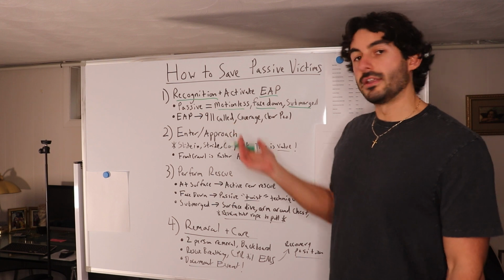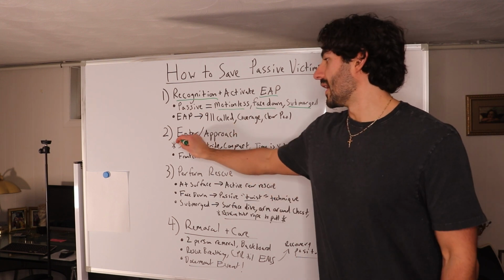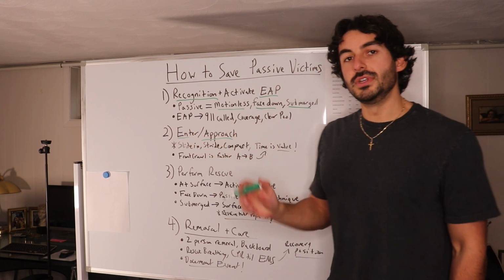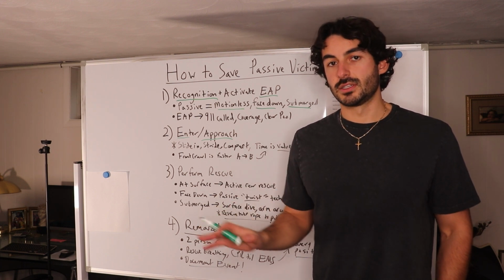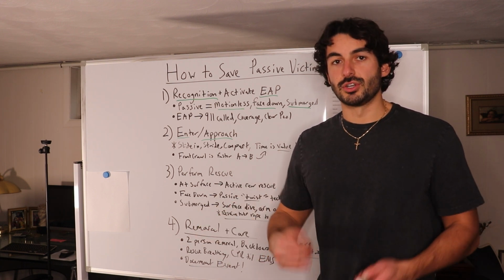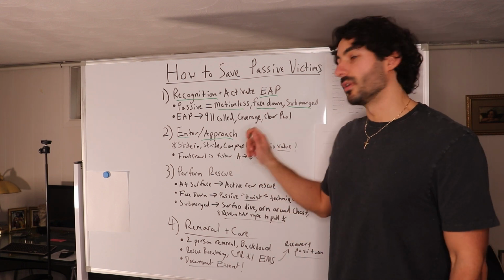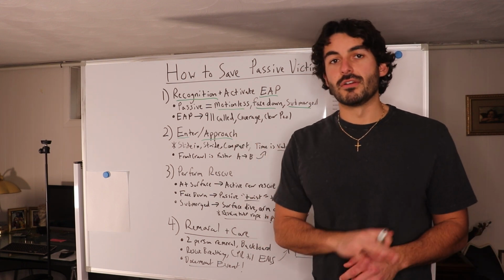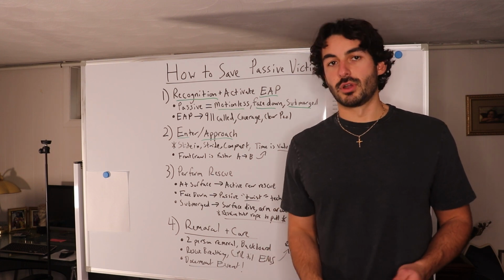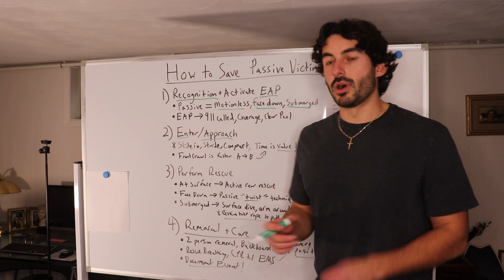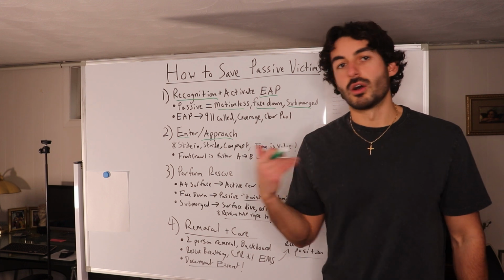So that kind of enters number 2, which is going to be the enter and the approach. You need to get from A to B immediately. So make sure there's no one below you. Make sure your rescue tube's ready to go. You use the right entry depending on the depth of the water. Now, if you're in the very shallow end, you're going to do a slide in approach. If you're in like a medium to deep water, you can choose between a stride or a compact jump.